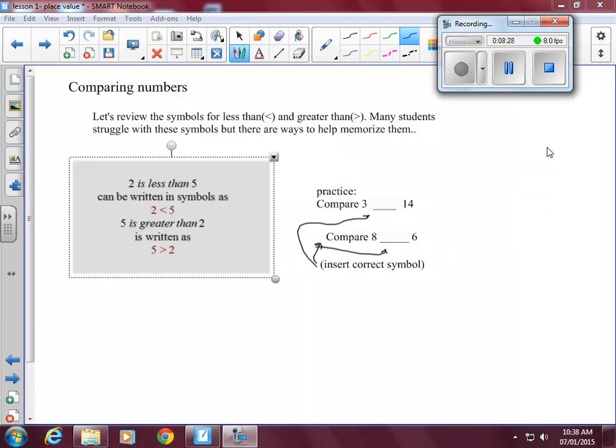Before we head into any kind of chapter on integers, signed numbers, let's review some symbols. I wanted to, because we're going to be comparing numbers in the near future, and we have to have these symbols under control. So let's review the symbols for less than and greater than. I always say you can remember this is the less than, because if you open it up, it kind of looks like an L, L for less than, right? Many students struggle with these symbols, but there are ways to help memorize them. 2 is less than 5, symbolically would be written like this. 5 is greater than 2 is written symbolically like this.